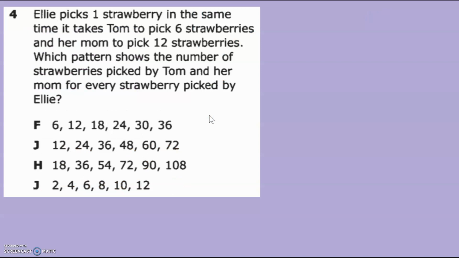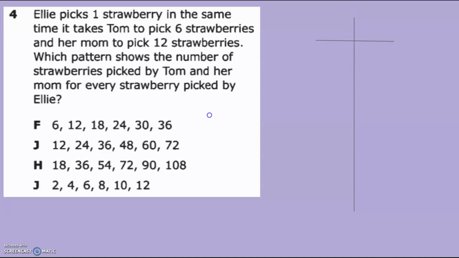Ellie picks 1 strawberry in the same time that it takes Tom to pick 6 strawberries and her mom to pick 12 strawberries. Which pattern shows the number of strawberries picked by Tom and her mom for every strawberry picked by Ellie? Anytime I have a problem like this, I know that if I use a T-chart, it's going to make things more clear for me.